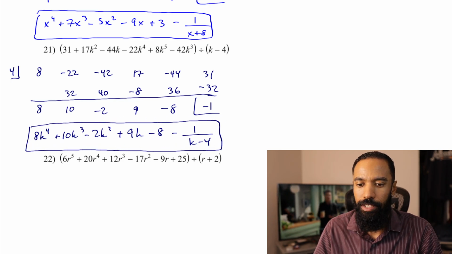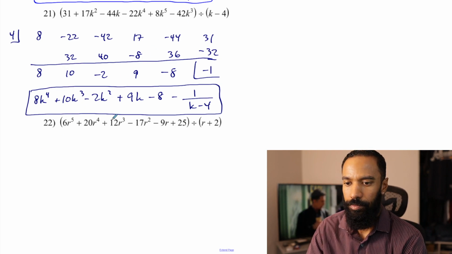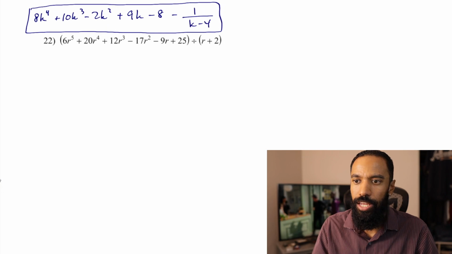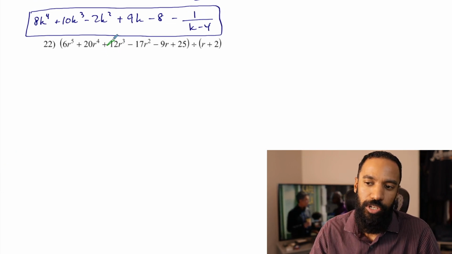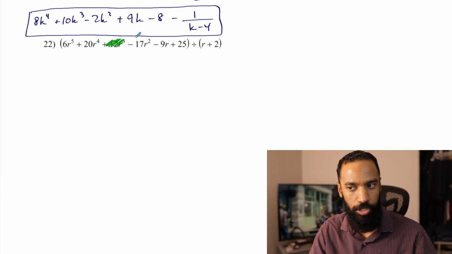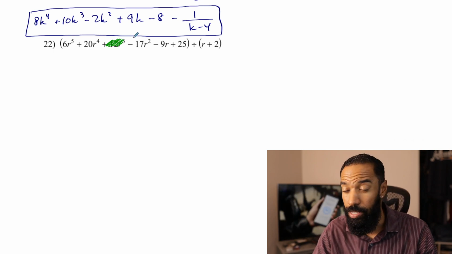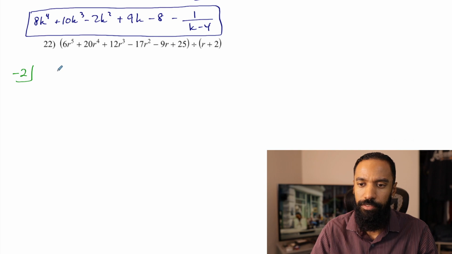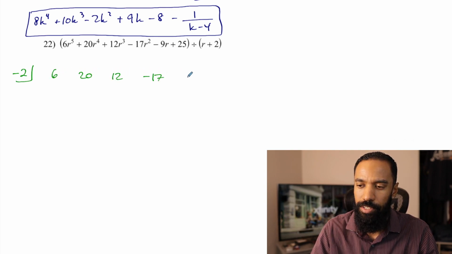All right, last one on division, number 22. Let's use synthetic division. In standard form, indeed. Now, listen, I just want to mention, if this term was missing, we would put a 0 in place on that thing. We didn't run into any of those, so I just wanted to make sure you know that. Root is -2 here. We got 6, 20, 12, -17, -9, 25.